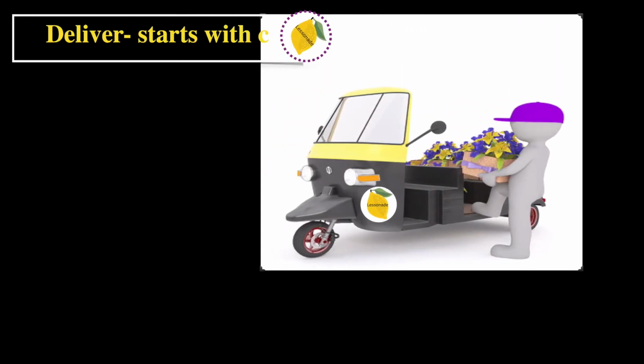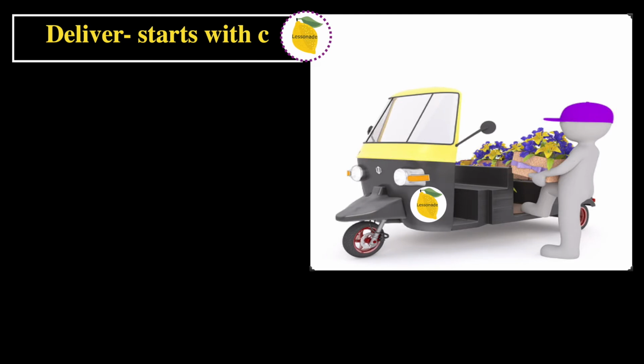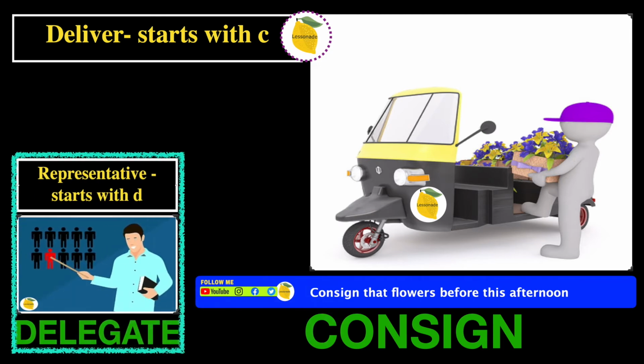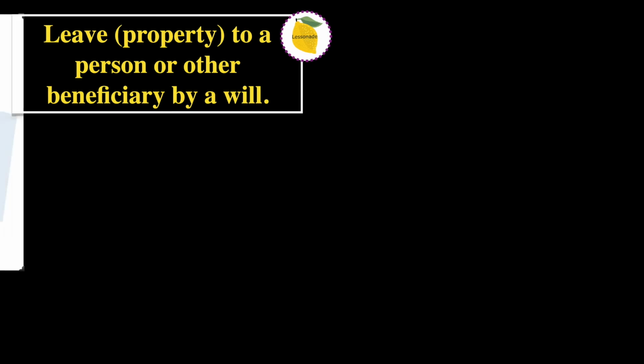The next definition is deliver, starts with C. In this picture, we can see someone delivering flowers. So the word is consign. The sentence is, consign that flowers before this afternoon. Let's recall the previous slide. And the previous slide is delegate. Let's go on to the next one.